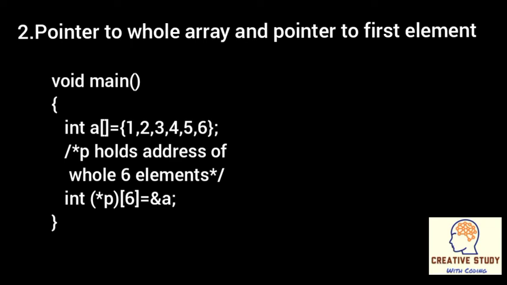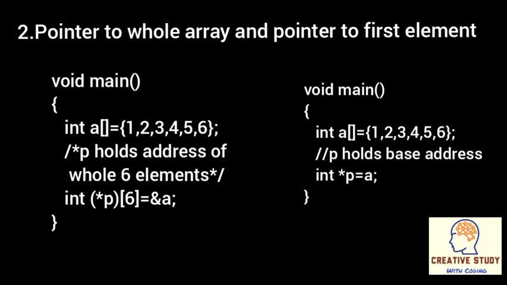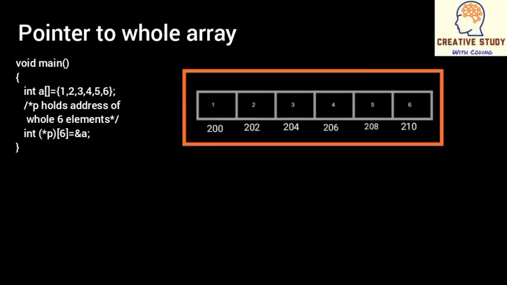Now let's see pointer to whole array and pointer to first element. In this program, P is a pointer to an array of 6 elements, and P is holding the address of the whole array and not just the address of the first element. And in this program, P is a pointer which is holding the base address of the first element only. Now let's understand it in detail.